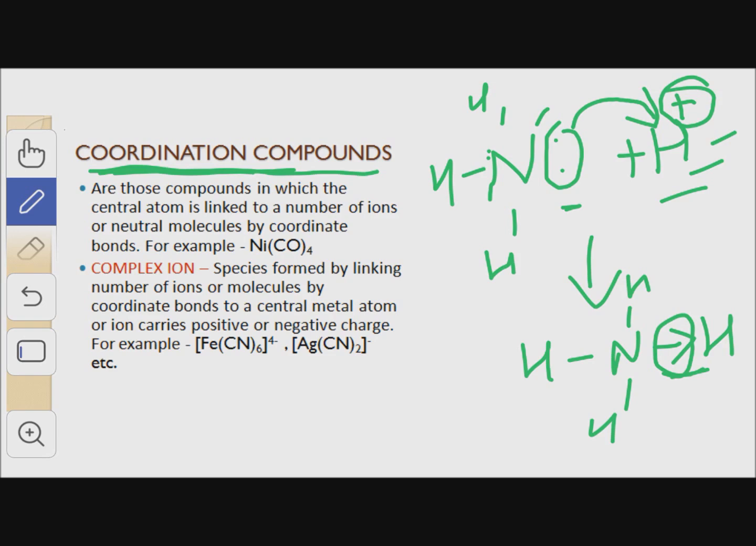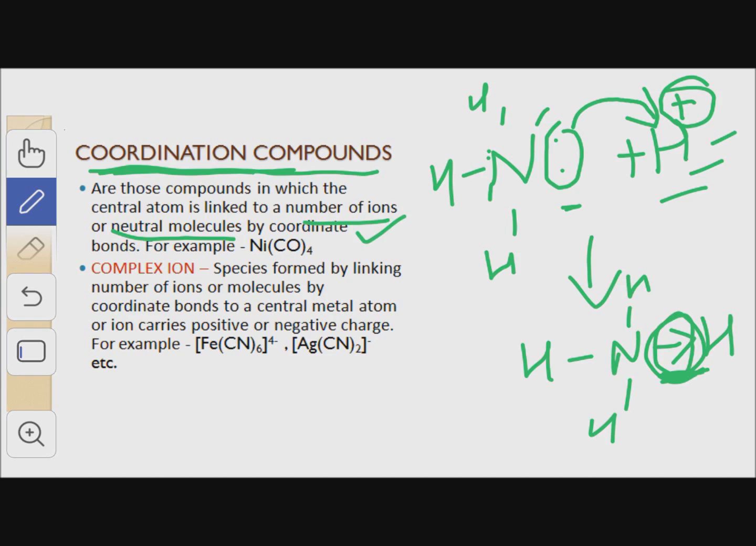The next question is, what are coordination compounds? Coordination compounds are those compounds in which the central metal atom is linked to a number of ions or neutral molecules by coordinate bonds. These types of bonds are called coordinate bonds. It means the central metal atom is linked to a number of ions or neutral species by coordinate bonds.